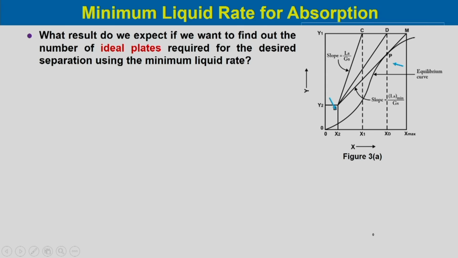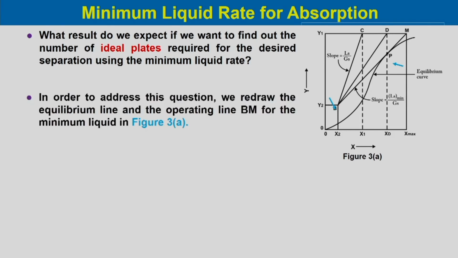What result do we expect if we want to find out the number of ideal plates required for the desired separation using the minimum liquid rate? So, how many ideal plates should be required if we wanted to calculate the number of stages required for a given separation? That is what we need to answer. In order to address this question, we redraw the equilibrium line and the operating line BM for the minimum liquid in figure 3a over here.